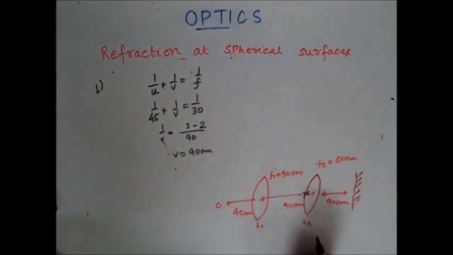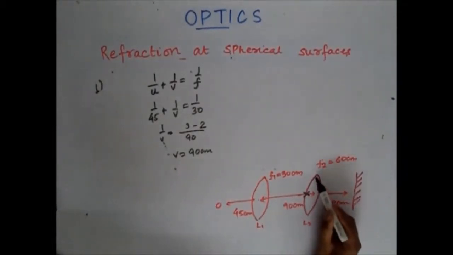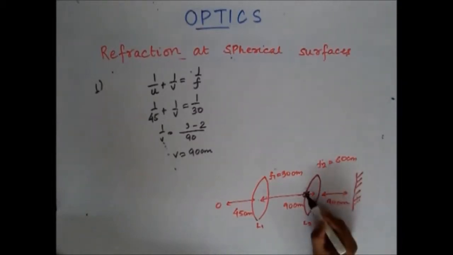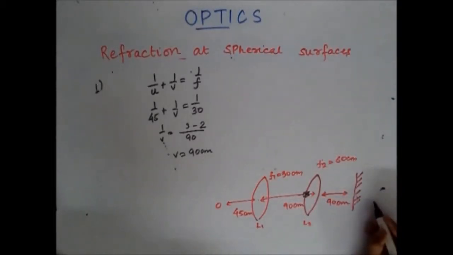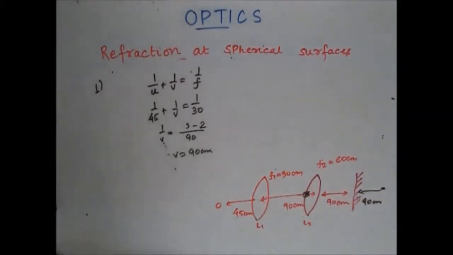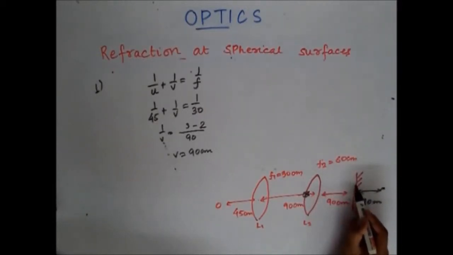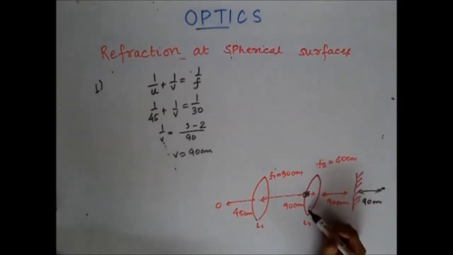So this lens forms an image here at 90 centimeter. Now this lens has the object at its pole, so it will form the image at the same position. This image becomes the object for this mirror, so this mirror will form an image here which is 90 centimeter. Now the rays of light will get reflected from the plane mirror and will strike the convex lens again.